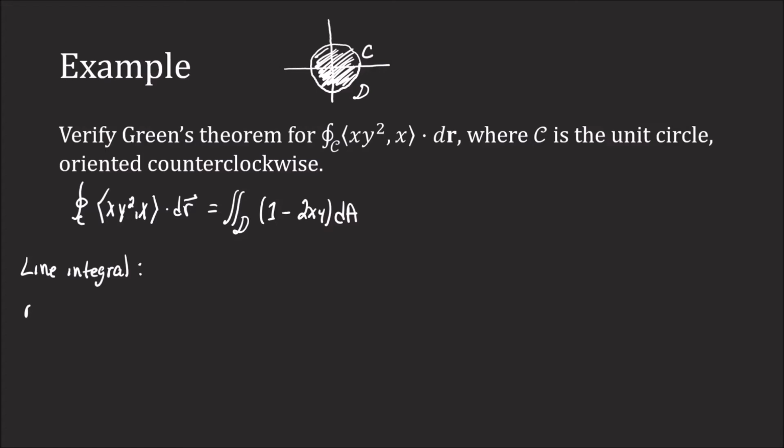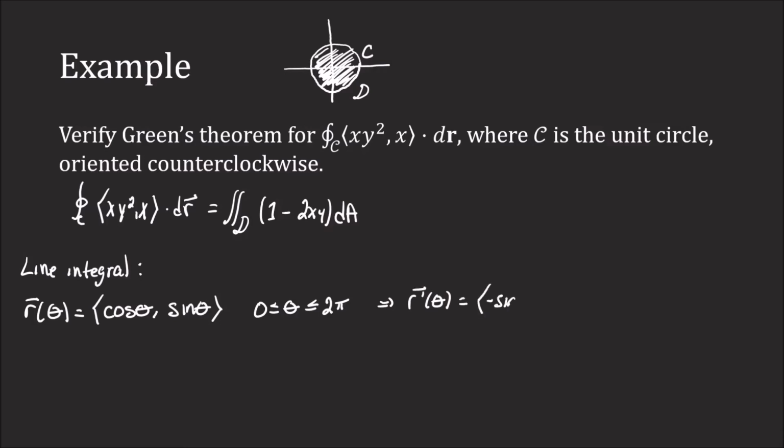Now, we can parameterize C: r of theta equals the radius, which is 1, times cosine of theta, then the radius times sine of theta. And since it's the circulation, it's over the entire unit circle, so theta will go from 0 to 2 pi. This will then give us r prime of theta equals negative sine theta, cosine theta.